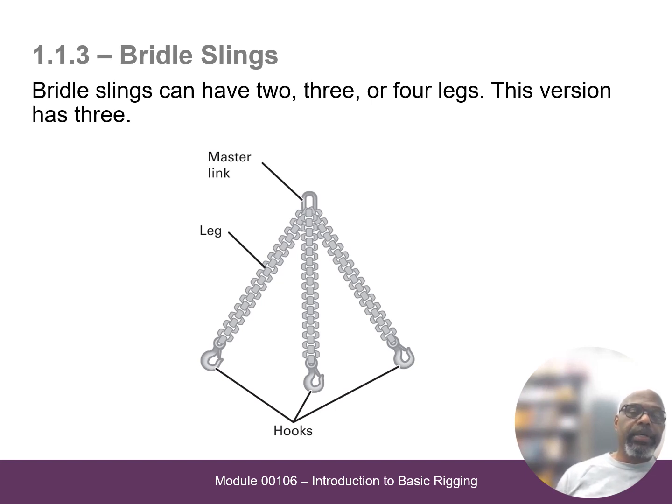Here's a bridle sling, and a bridle basically is held together here at the master link, and we have three different separate legs on it, and there's hooks on the end. So if you're lifting something that is concentric, meaning that it's even on all sides, that you would be able to hook onto, this will work very well. In other words, you can't damage the materials because you're lifting from the lifting hooks.